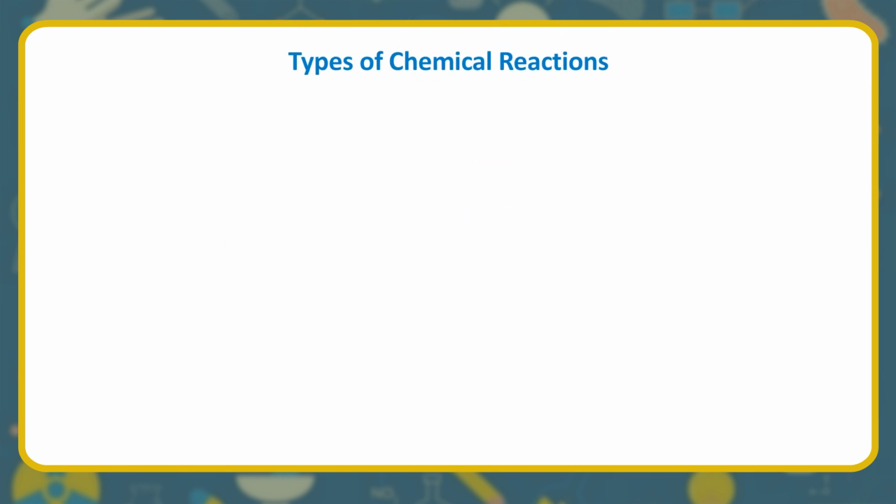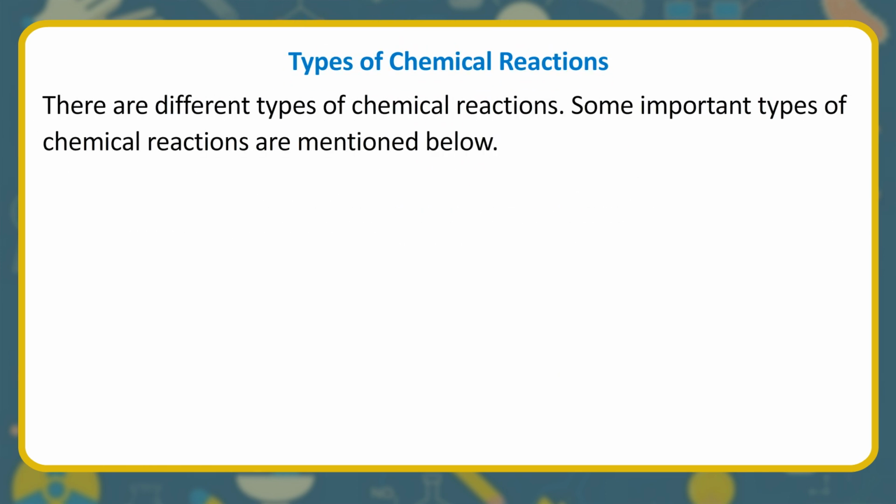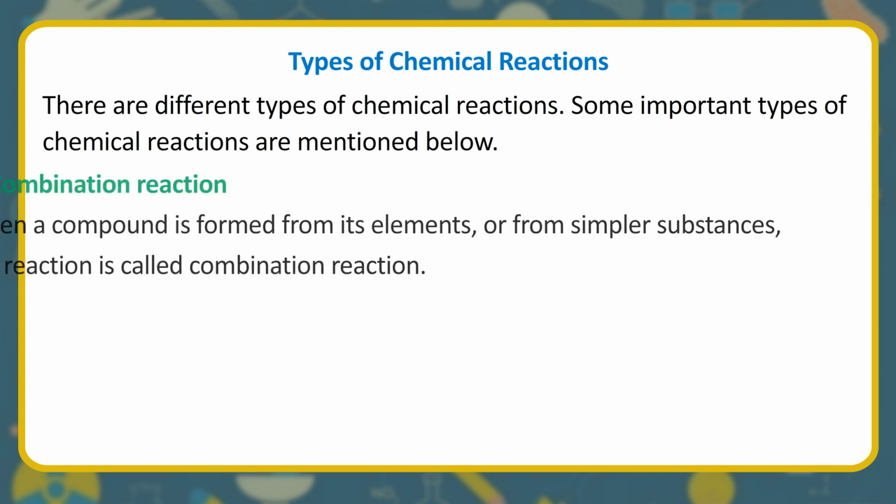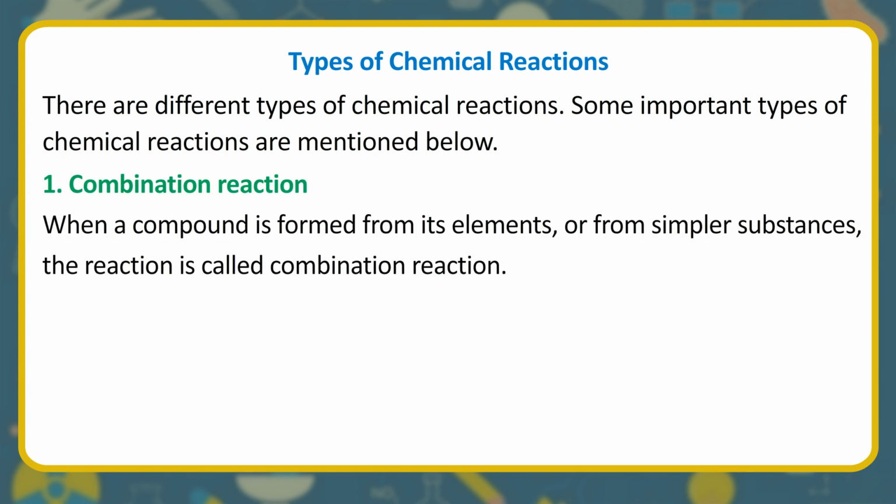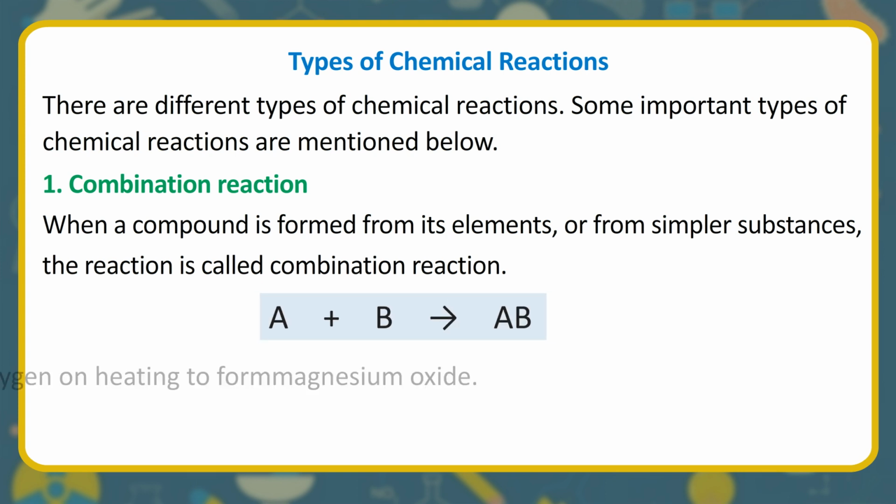Types of chemical reactions. There are different types of chemical reactions. Some important types of chemical reactions are mentioned below. 1. Combination reaction. When a compound is formed from its elements, or from simpler substances, the reaction is called a combination reaction. A plus B gives AB.